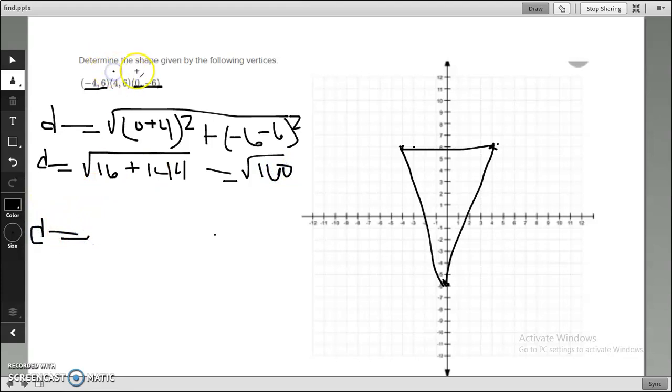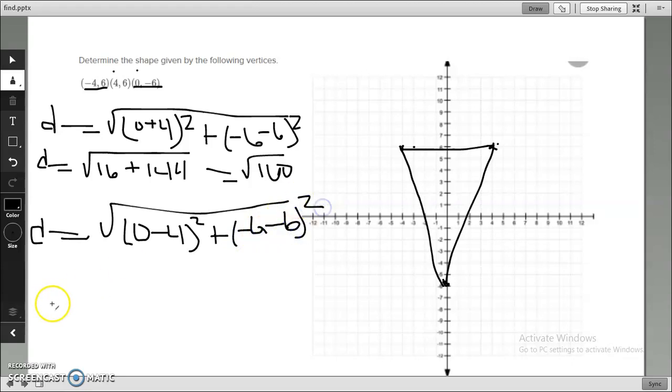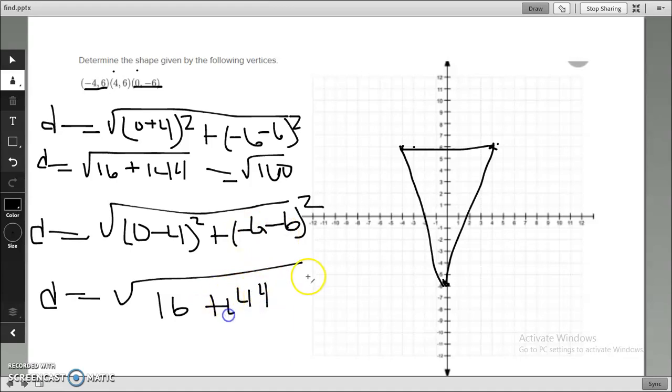So from 4, 6 to 0, -6 instead. So we'll do again 0 minus 4 squared plus -6 minus 6. So it looks like already I can tell that it's coming out to be the exact same, because I get a -4. -4 squared gives me 16. -6 minus 6 is -12. -12 squared is 144. And again, I get the square root of 160. So these are equal.